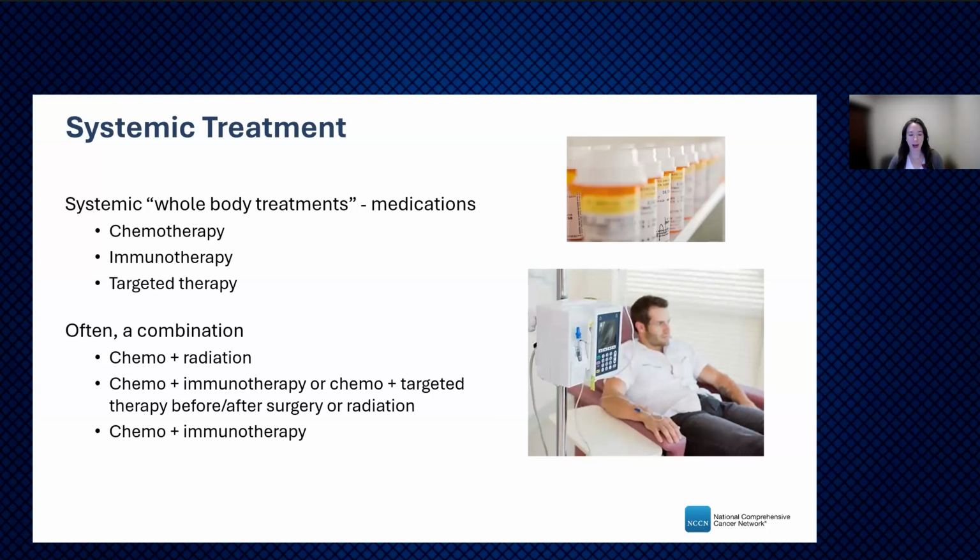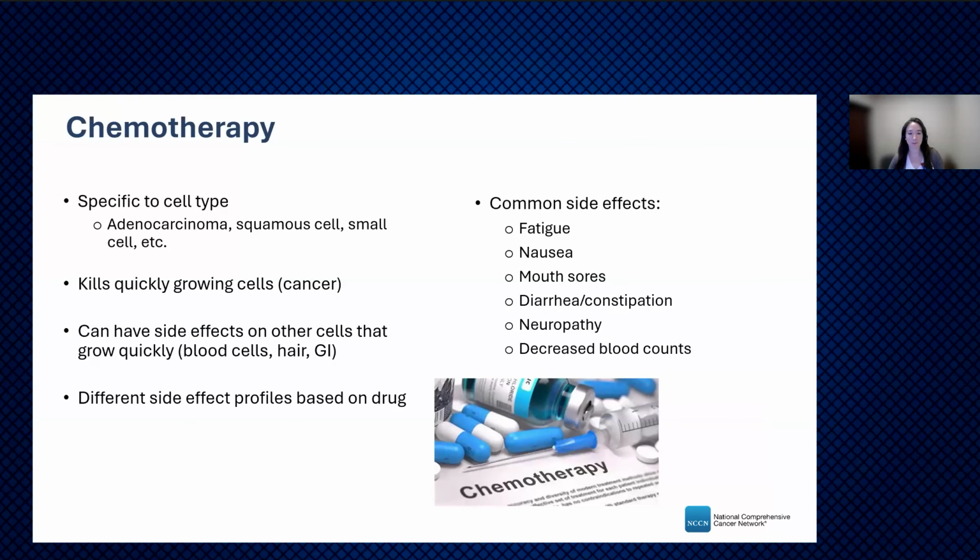And so I will do my best to cast a wide net, knowing that things can be very specific, and would love to go into detail for everyone's specific case, but again, we'll try to be broad in how we think about systemic therapy.